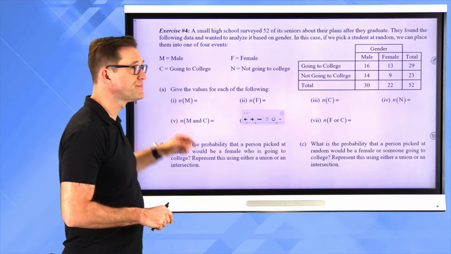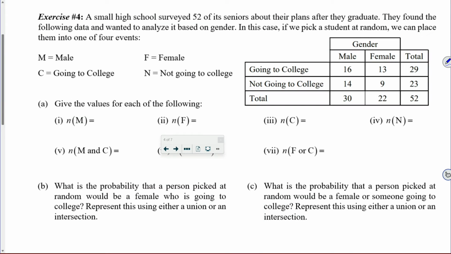Exercise number 4. A small high school surveyed 52 of its seniors about their plans after they graduate. They found the following data and wanted to analyze it based on gender. In this case, if we pick a student at random, we can place them into one of 4 events: male, female, going to college, not going to college.